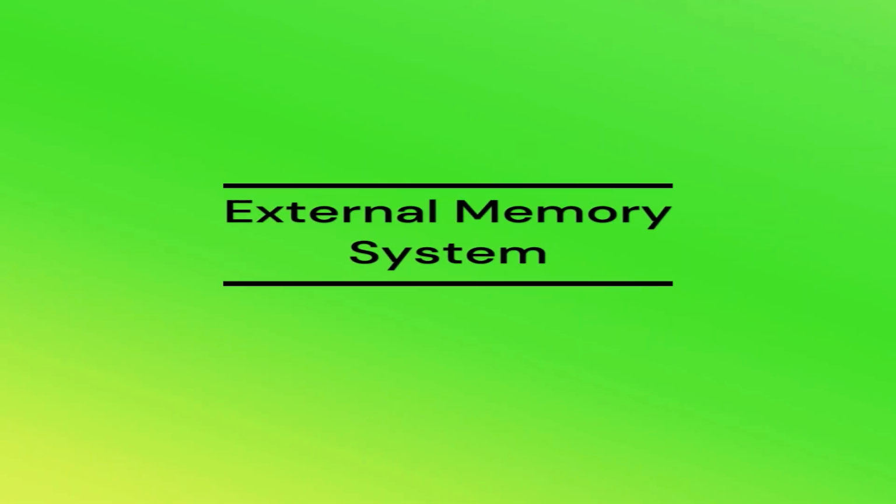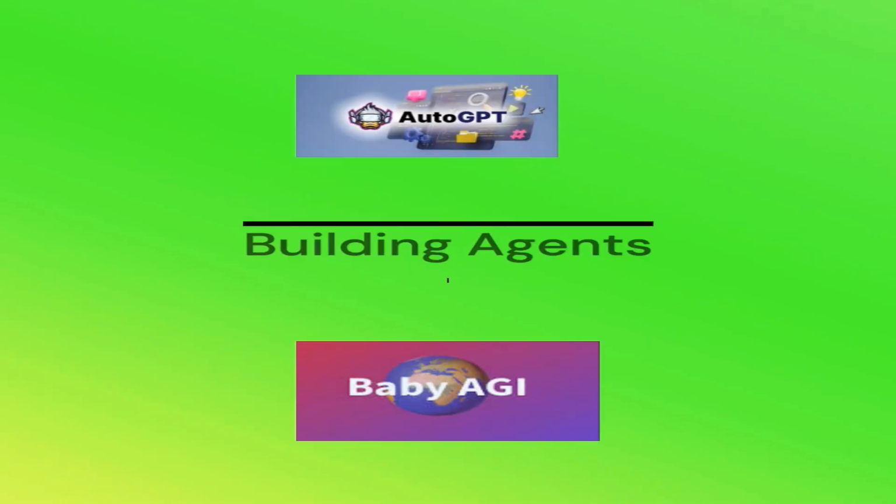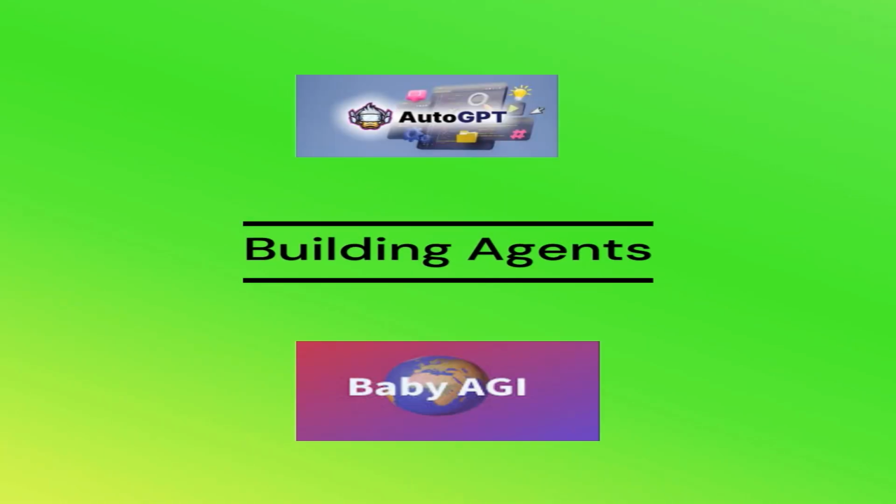External memory systems like Redis or Chroma vector databases to manage knowledge over time. AutoGPT and BabyAGI as two different types of smart assistants for building agents.